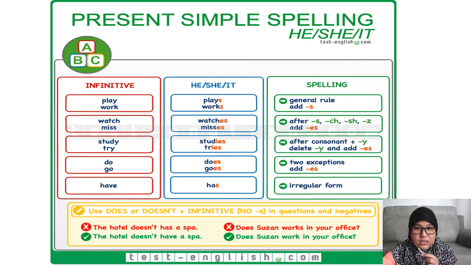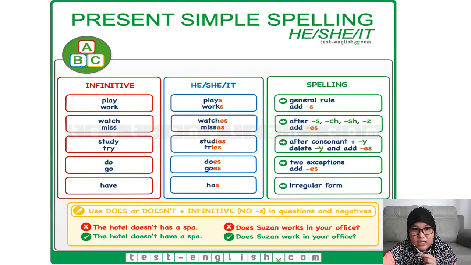Okay, and the fifth spelling rule, if it is irregular forms. Okay, irregular, for example, have. You need to change into has. Okay, means ada perkataan yang awak kena tukar jadi totally different, which is has.